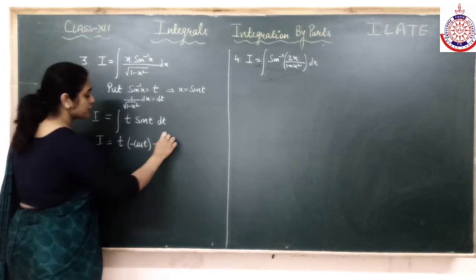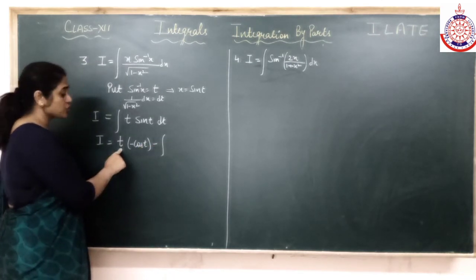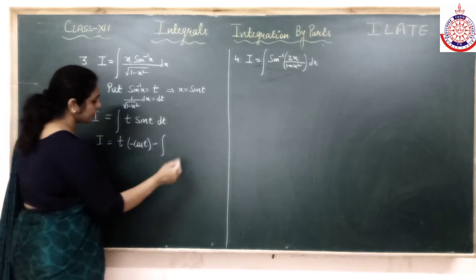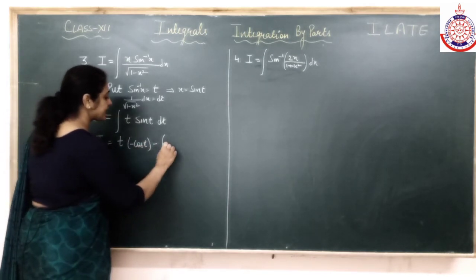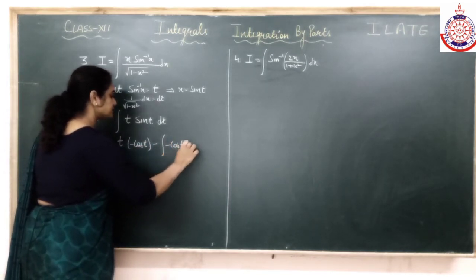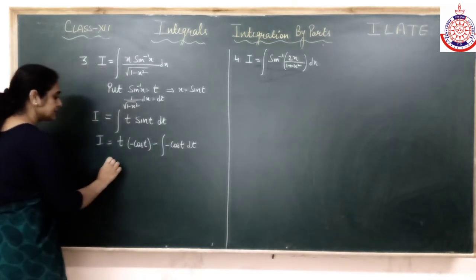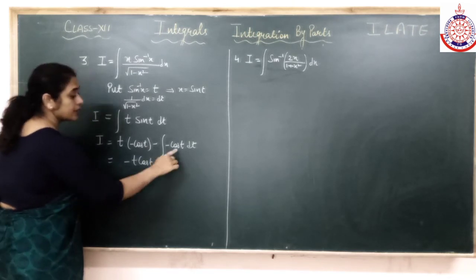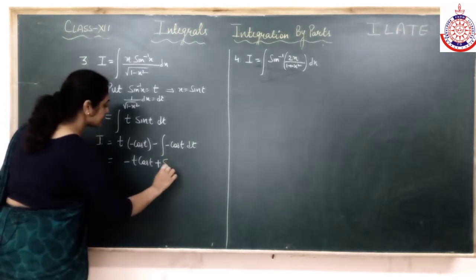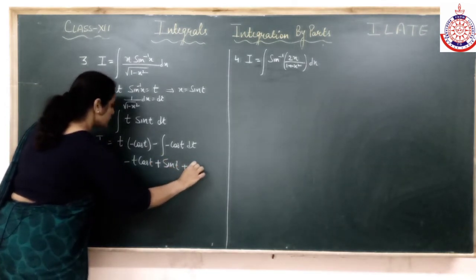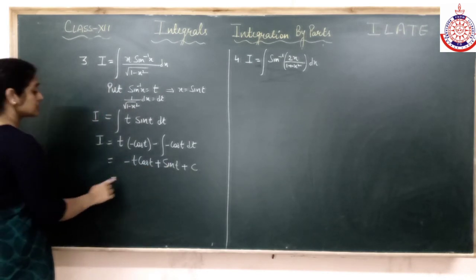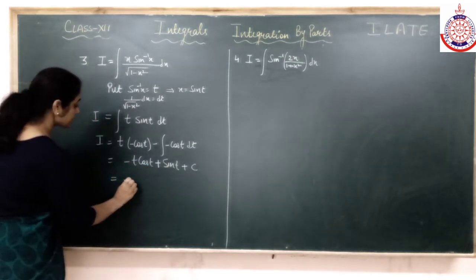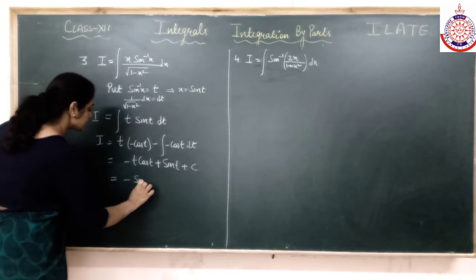Minus sine of integration. Differentiation of first. What will be the differentiation of t? 1. We need to write integration of second, that is minus cos t. That's it. Integration of cos. What is that? Sin t. So integration over, put the values, the t is sin inverse x.